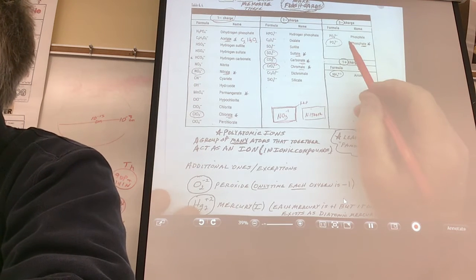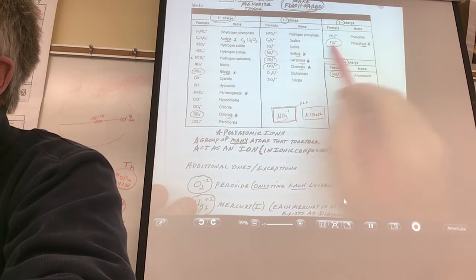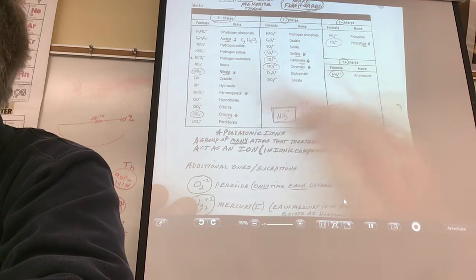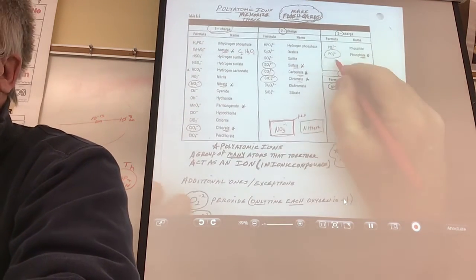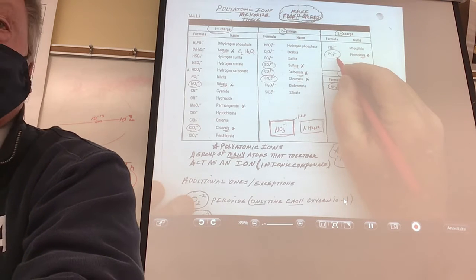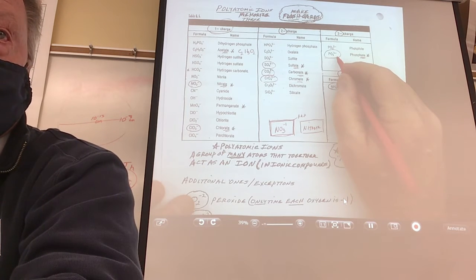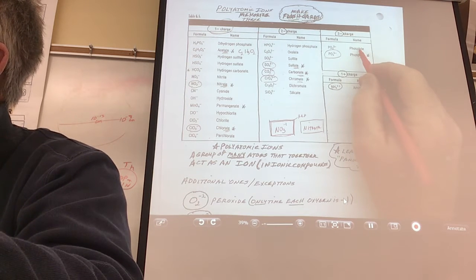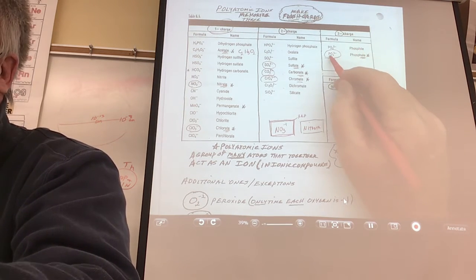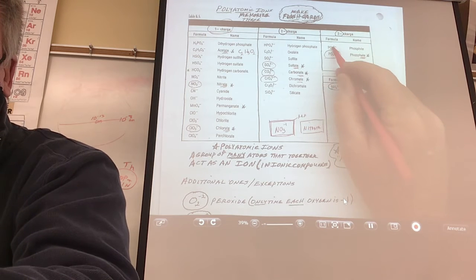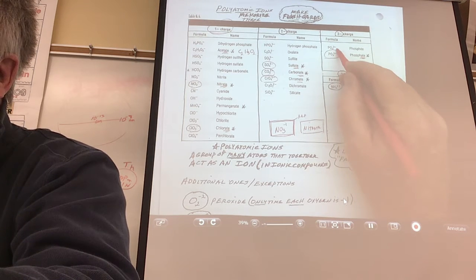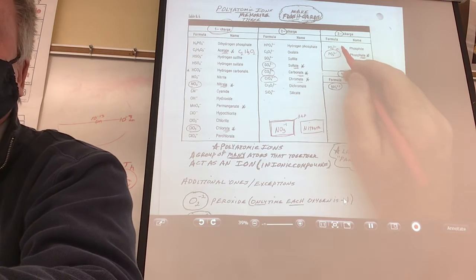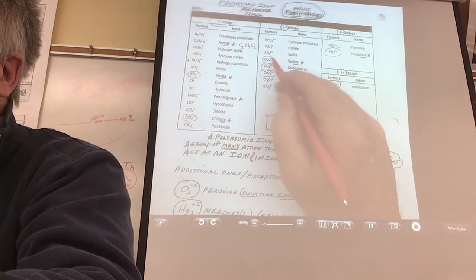Okay, so you know a little trick, okay? Let's assume on Monday you have the famous 8s memorized. What's phosphate? On Monday you say PO4 -3. Well, then what's phosphite? Take away an oxygen. Phosphate was PO4 -3. What's phosphite? PO3 -3.